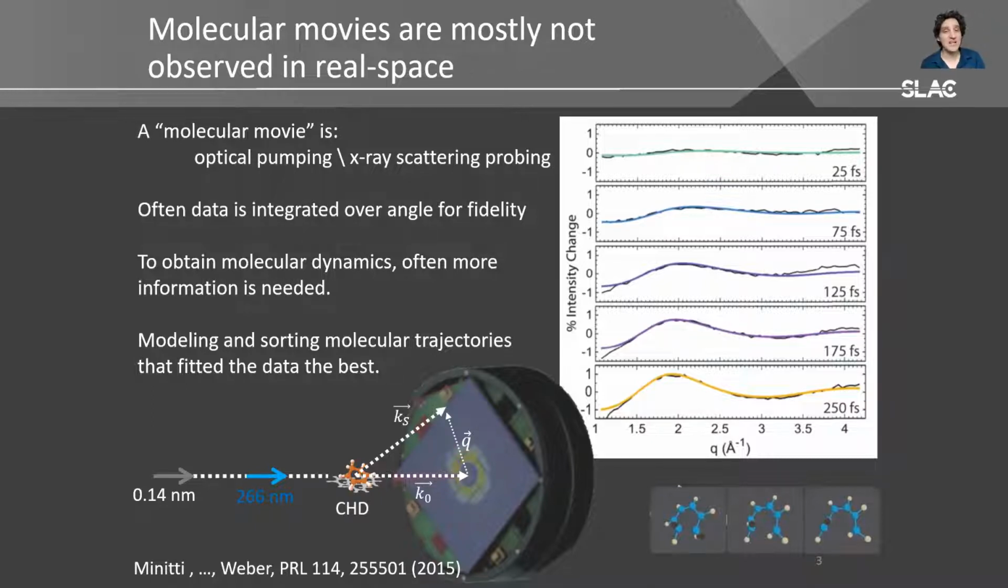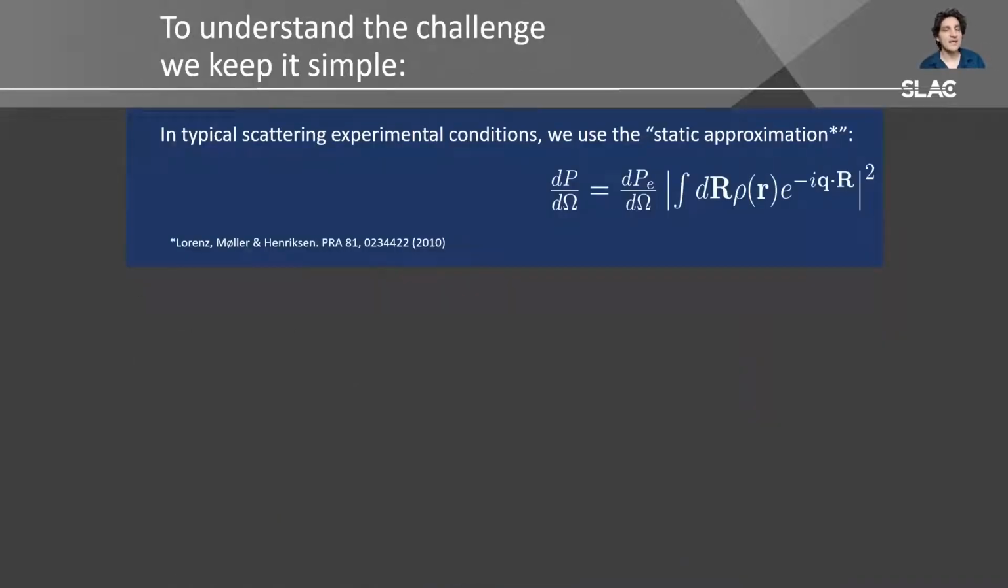Now, to understand the challenge, why can't we just transform the scattering information to real space? We need to start with a simple example. First, using scattering in typical conditions, we have a Fourier relation between the charge density and the scattering pattern. This is as a function of the scattering angle or the photon momentum transfer vector that we'll call Q. Because the samples we discuss are non-periodic, the information from the scattering pattern is limited to the distance between the pairs of charges, or the pair density.